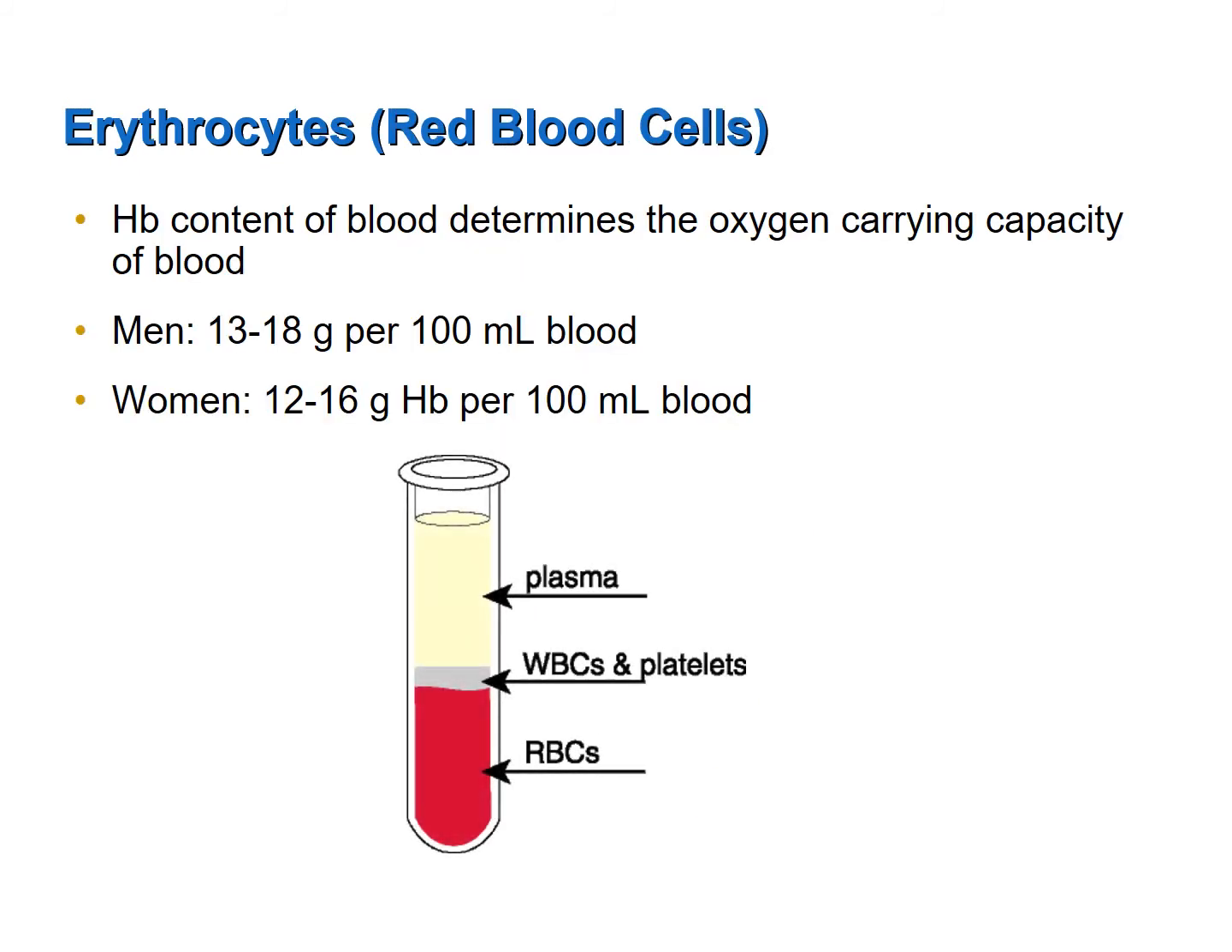Because oxygen binds to hemoglobin, the hemoglobin content of blood determines the oxygen carrying capacity of blood. Men in general have a higher oxygen carrying capacity relative to women because men tend to have a higher hemoglobin content of their blood. And this is reflected in the hematocrit, or the percentage of red blood cells found in whole blood. Men tend to have a higher hematocrit relative to women.